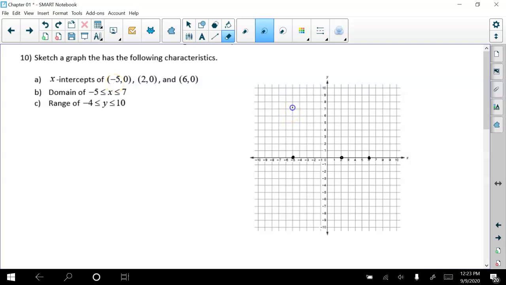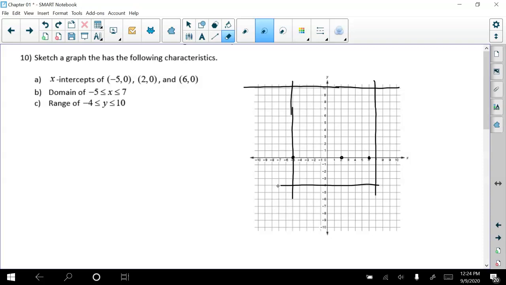So I'm going to draw my vertical lines at negative 5 and 7, and a range between negative 4 and 10. So I'm going to go all the way up here to 10, and negative 4. So we want to make sure we stay inside of that box when we draw our graph. And since it has or equal to's, we have to make sure we touch the outside of that box.